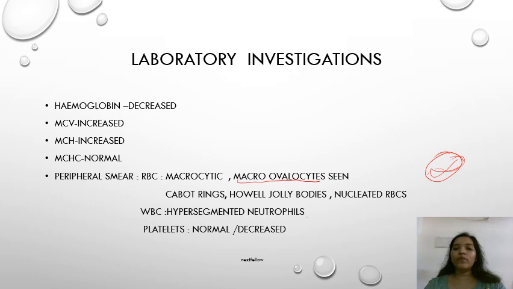Next is the WBCs. This is a very important one, that is presence of hypersegmented neutrophils. That means we can have a single neutrophil with more than 6 lobes, or we can find neutrophils with more than 5 lobes that constitute about 5%. So any of this category we can take as hypersegmented neutrophilia, and that is also characteristic for megaloblastic anemia. And platelets can remain normal. If there is a very severe deficiency, even the platelets can also be affected, and then there can be decreased platelets, which results in thrombocytopenia.